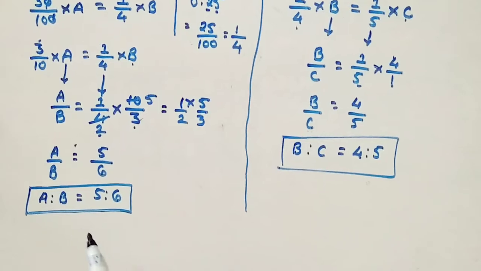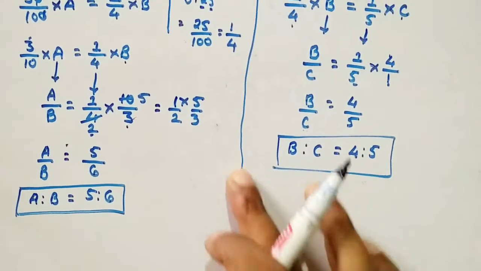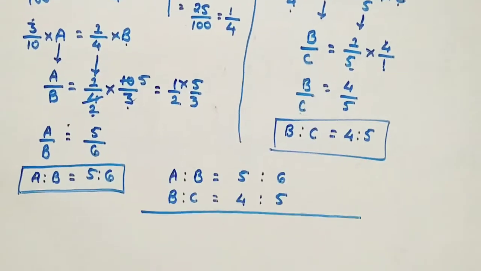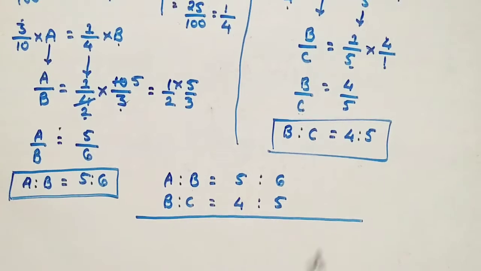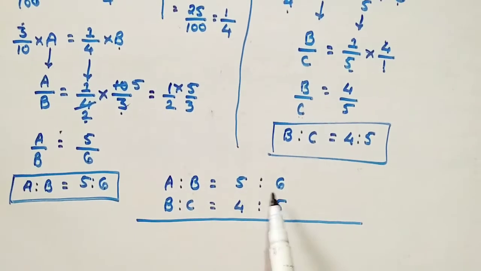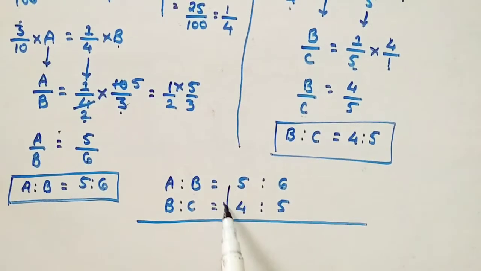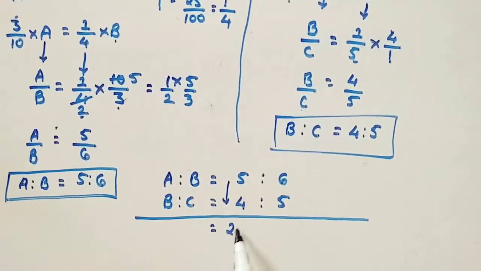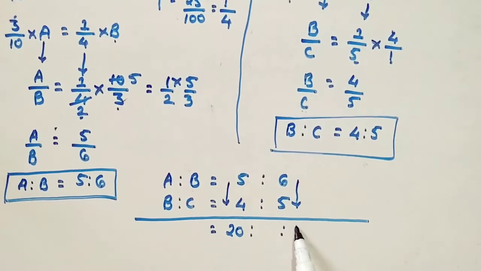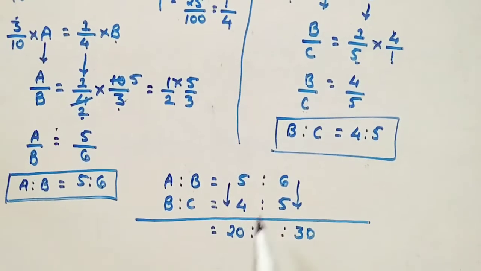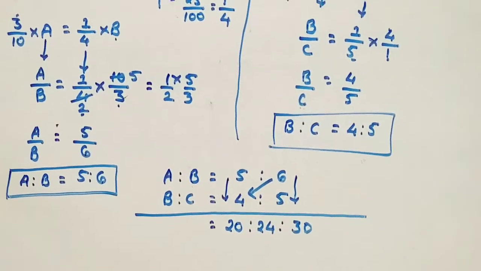So we have A is to B and B is to C. Simply find out A, B, C. So A is to B is to C: 5 is to 6, 4 is to 5. Simple, I put the values of their ratios. Then 5 fours are 20, 5 sixes are 30, and 6 fours are 24.